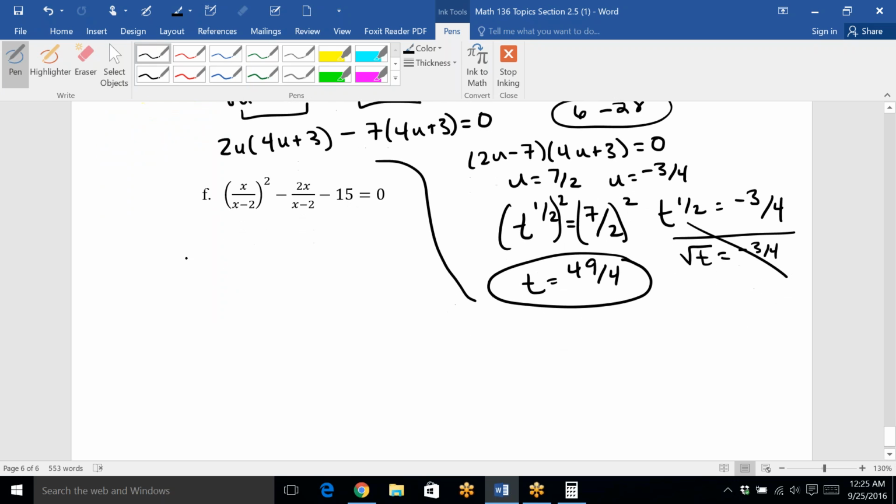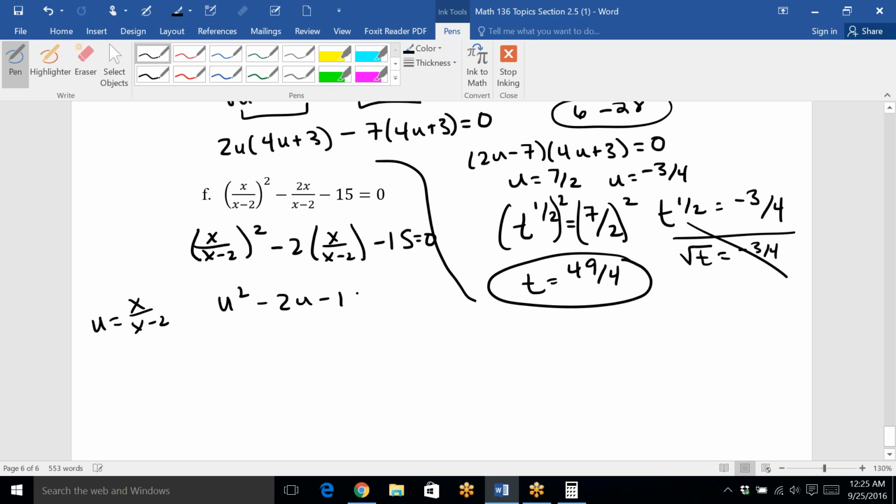And then the last one I did in one class, but I don't believe I did it in the other class. You kind of have to rethink of this one. It looks similar, but there's a 2 kind of messing up the middle term. If you pull that 2 out to the front, then you can see clearly that our u is this fraction of x over x minus 2. So that would be u squared minus 2u minus 15 equals 0. This one factors very easily into a positive 3 and a negative 5. So u equals negative 3 or u equals 5.